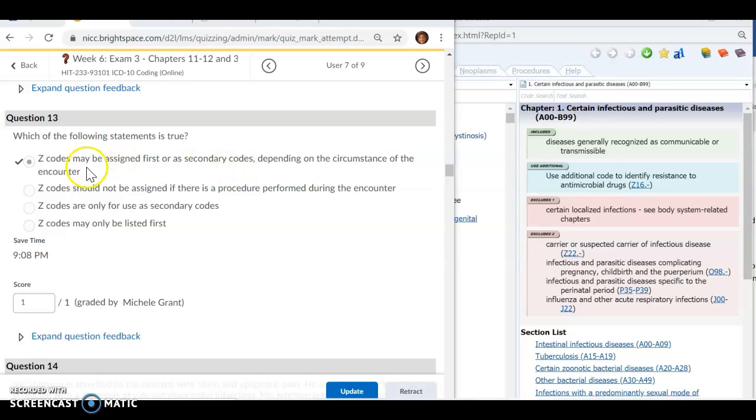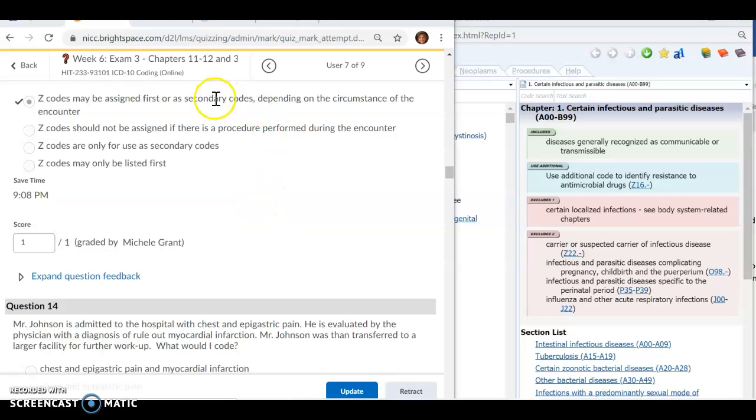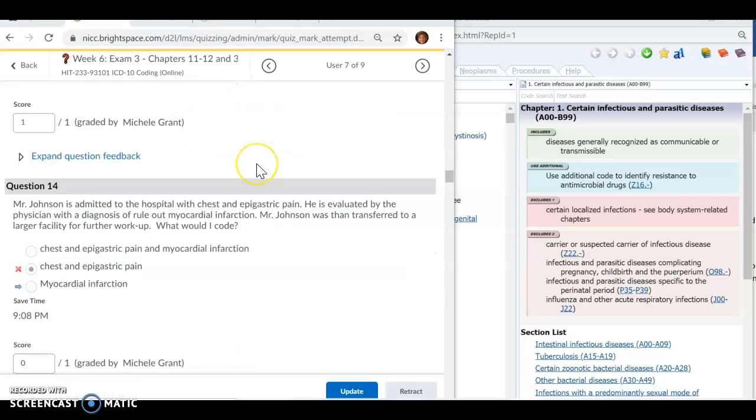Okay, so this one here, Z codes. Z codes should not be assigned if there's a procedure performed during the encounter. Z codes are only used for secondary. These are all false. You can use these whenever. They can be secondary, they can be first listed. Okay, so these again are all false. And the first one really does make the best sense here.